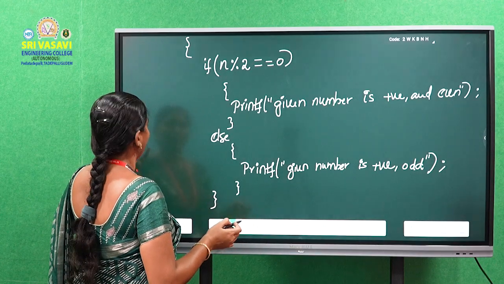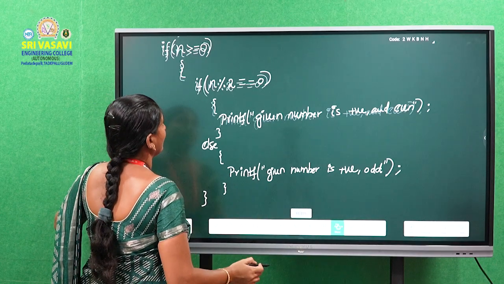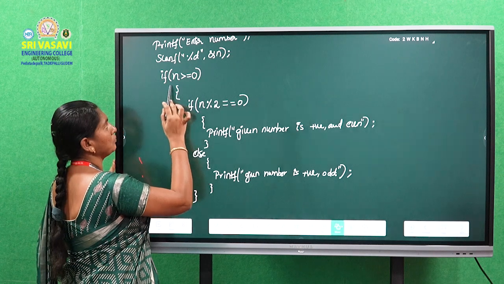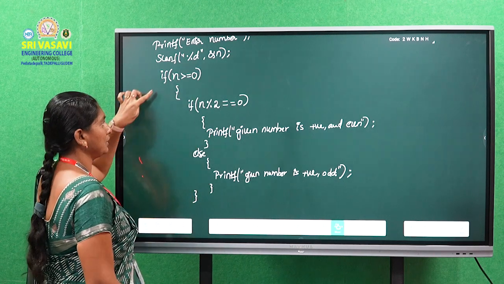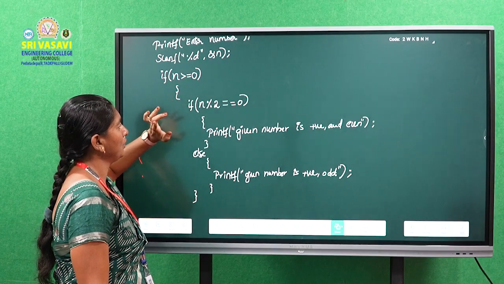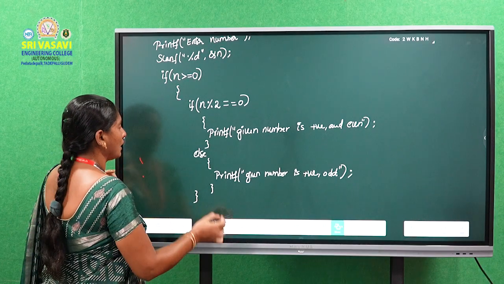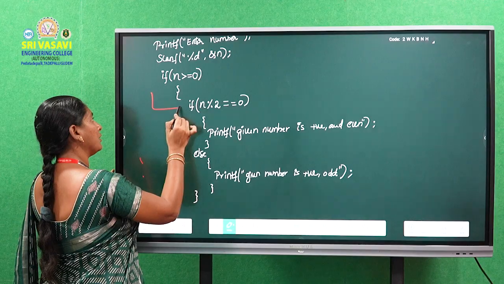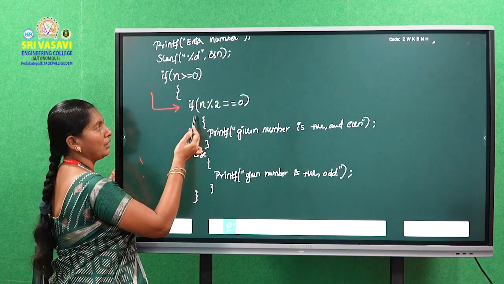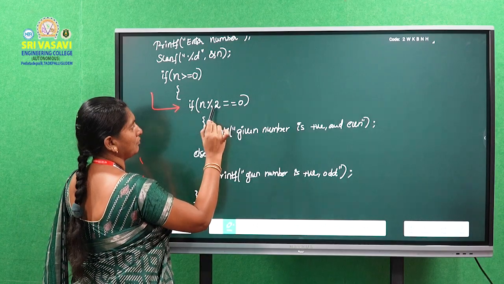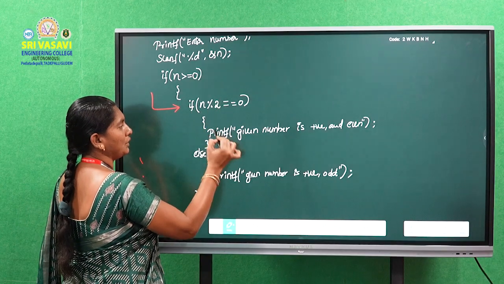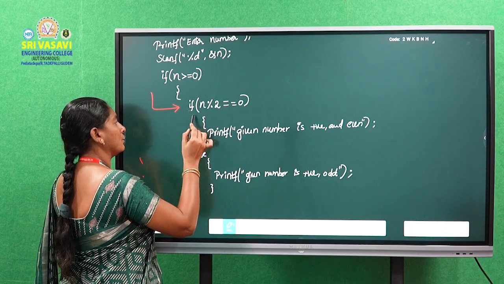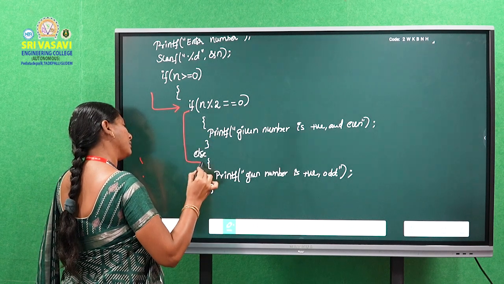So here we are verifying only for a positive number. That means if n is greater than 0, that means if it is a positive number, I am checking whether it is an even number or odd number. If this condition is true, the compiler will enter into this if block. So again here we are having one more if. Here in this if I am checking the even or odd condition. If this condition is true, we can say the number is positive as well as even. If this condition fails, then the compiler will go here.